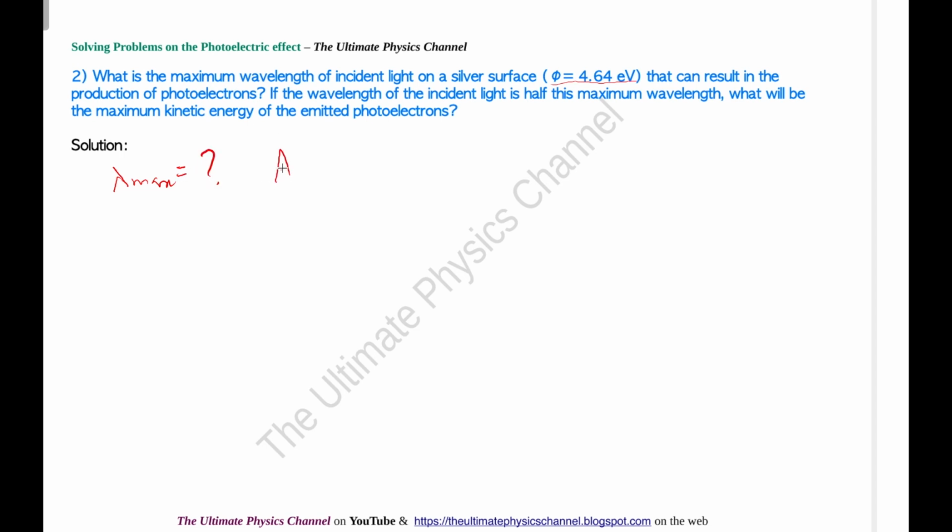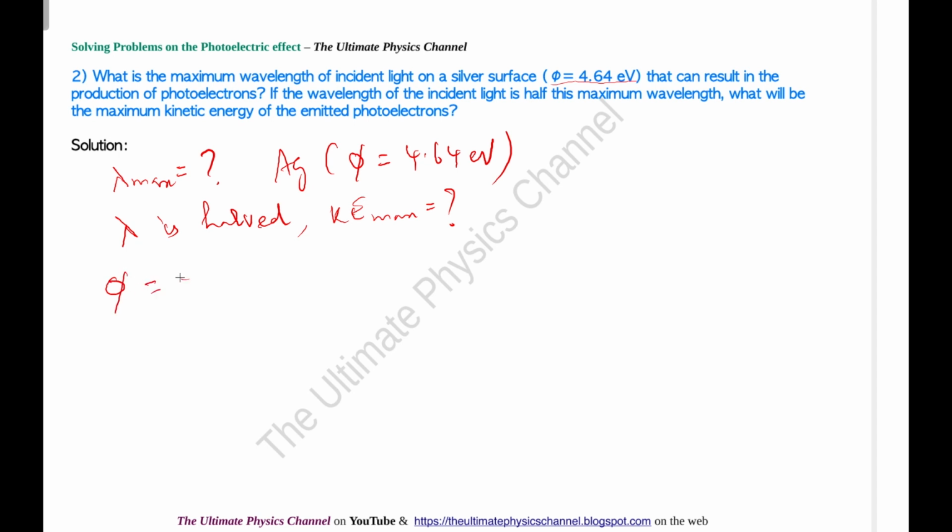For silver, the phi value is 4.64 eV. That is the work function of silver. And the condition is that if lambda is halved, then what is the K max? That is the question, right? So let's start with phi.